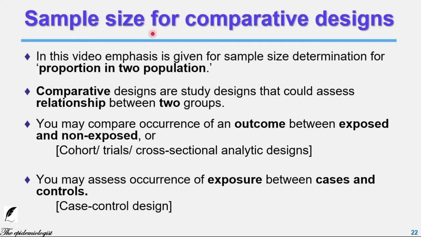What should we know about sample size for comparative designs? This video emphasizes sample size determination for proportion in two populations. Comparative designs are study designs that could assess the relationship between two groups. You may assess the occurrence of an outcome by comparing exposed and non-exposed groups. On the contrary, you may assess the occurrence of exposure between cases and controls, as in case control design. The following designs, cohort, interventional trials, and cross-sectional analytic designs, are examples of comparative designs.